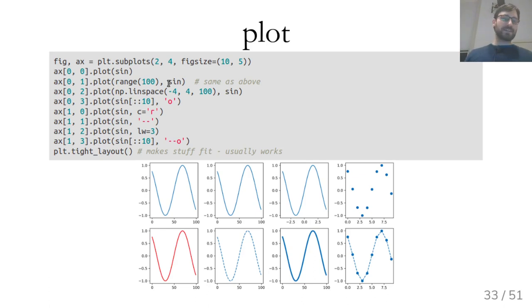Of course, you can set things like color, transparency, and so on. If you want to do a line plot with dashes, you can set it to dash dash. If you want dashes and dots, you can do dash dash O, and so on. So there's many different line styles.